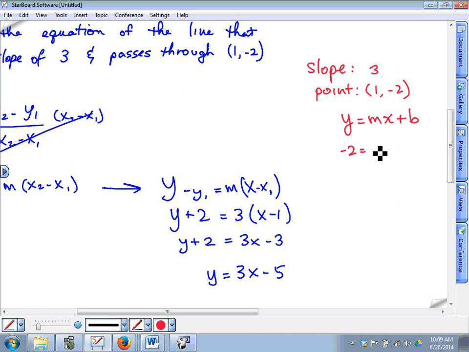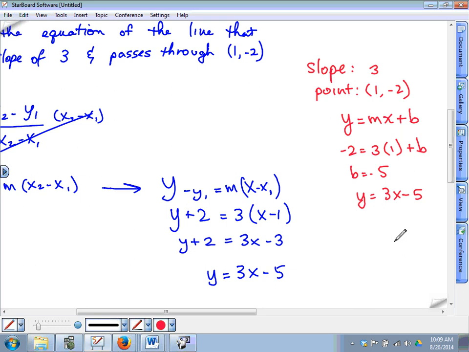y is -2, m is 3, x is 1. That'll help us solve for b. Correct? Correct. If you subtract the 3 over, then b equals -5. So that tells us the equation is y = 3x - 5.